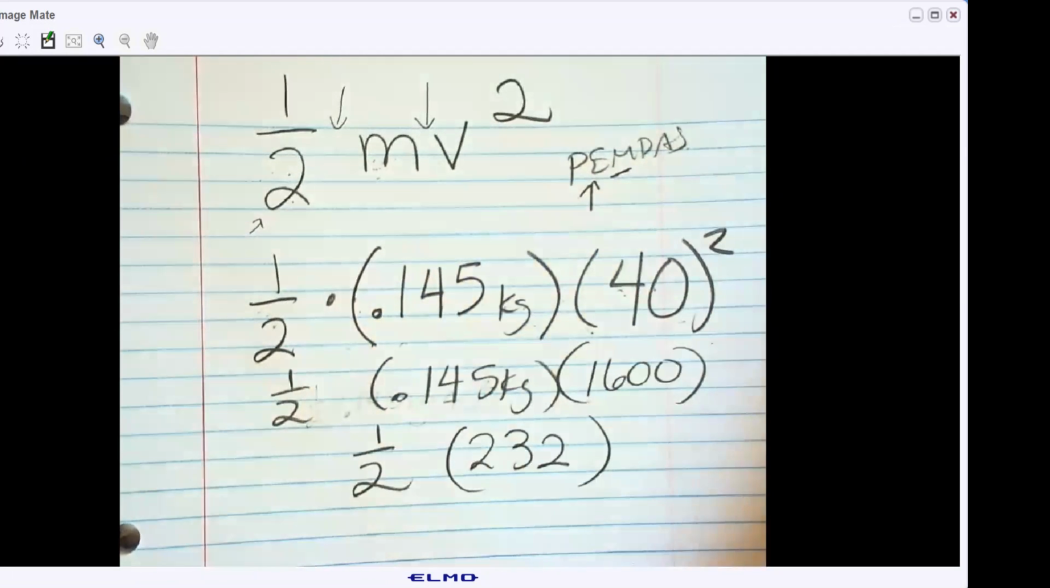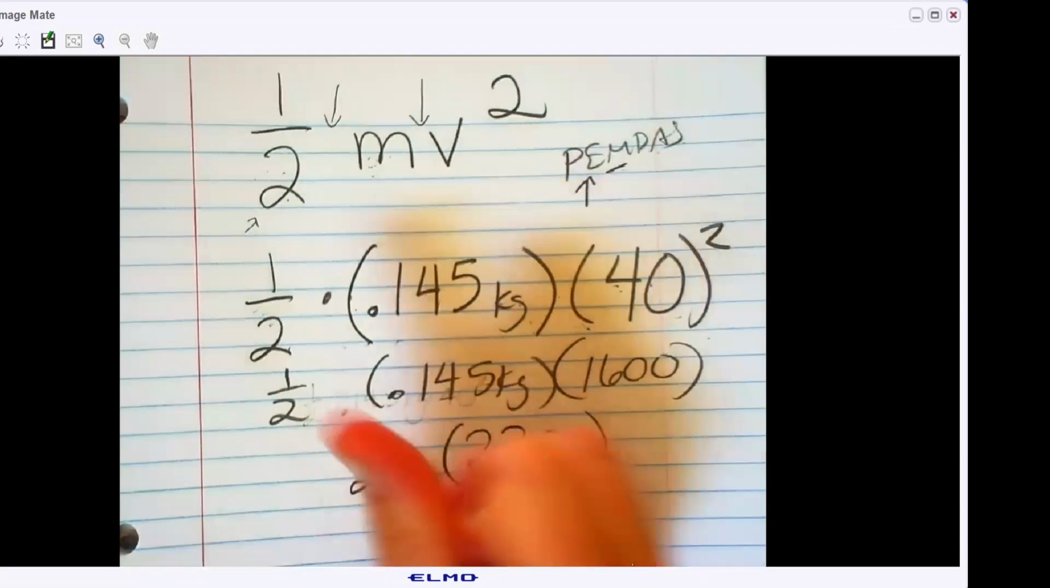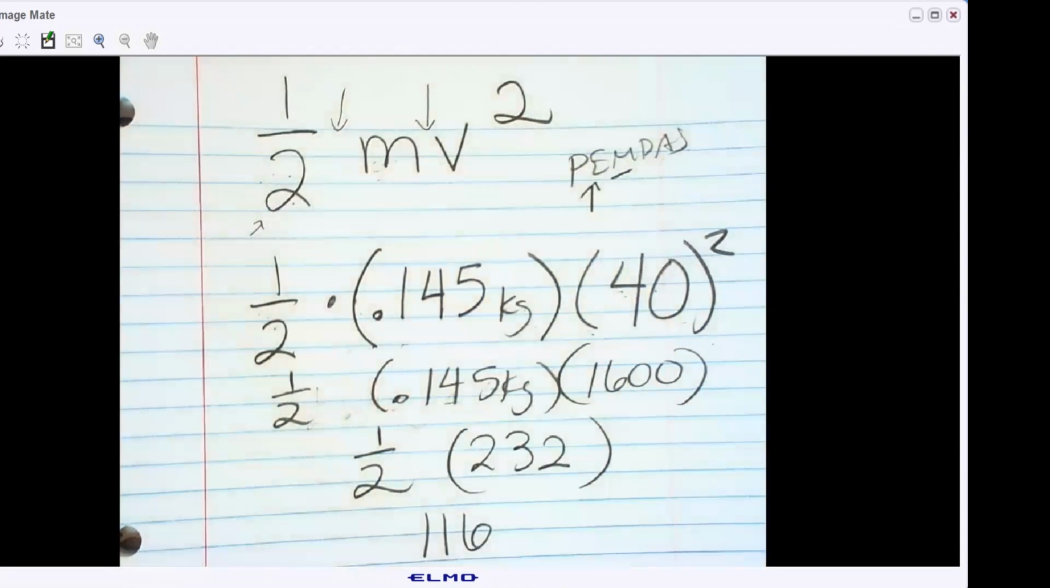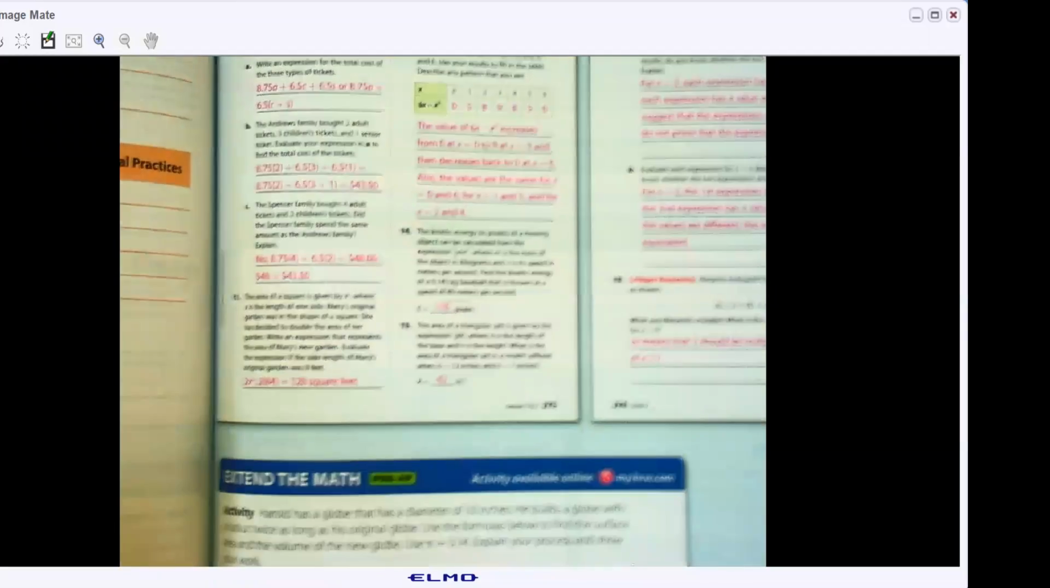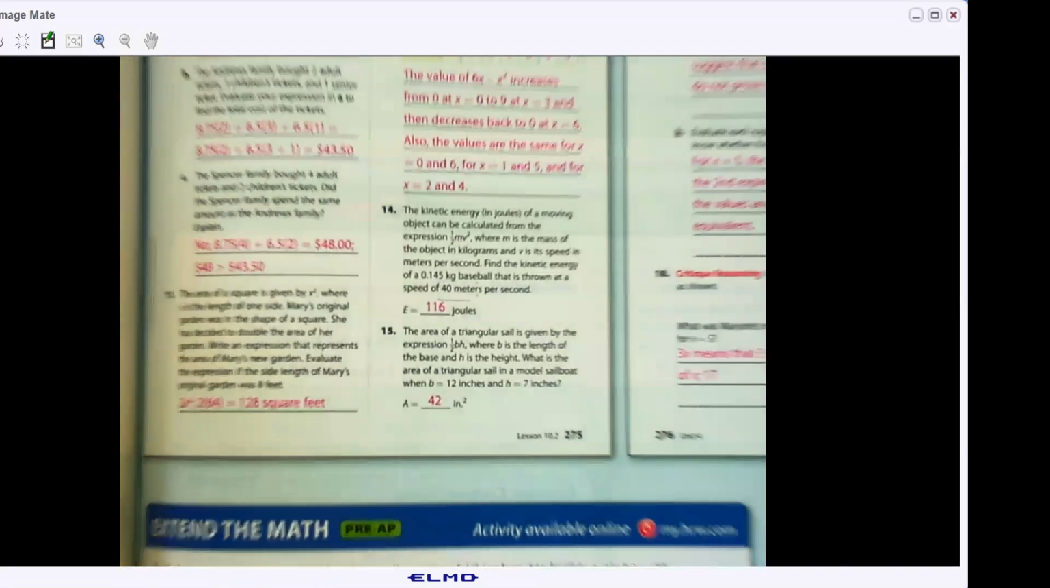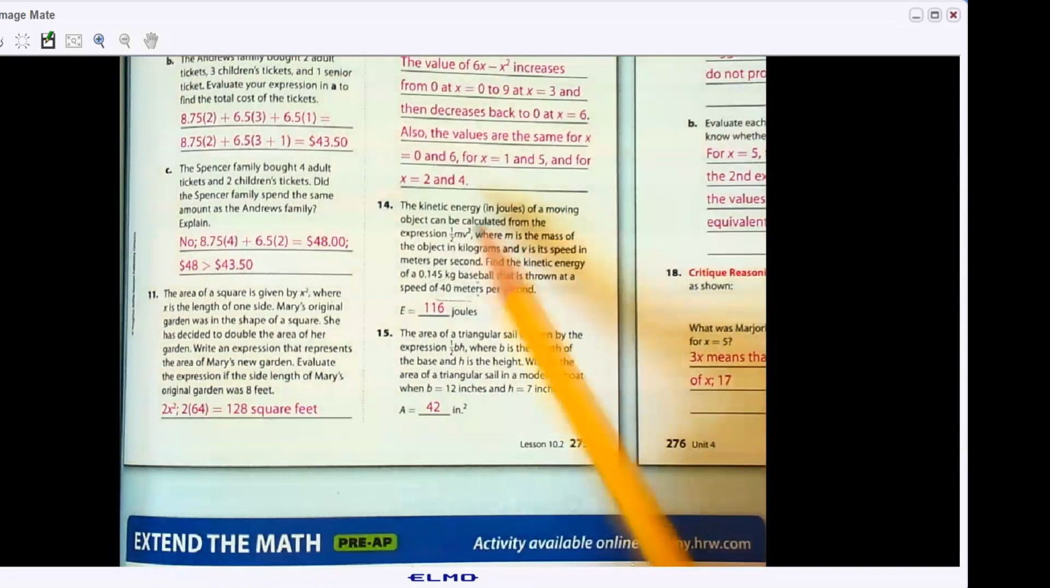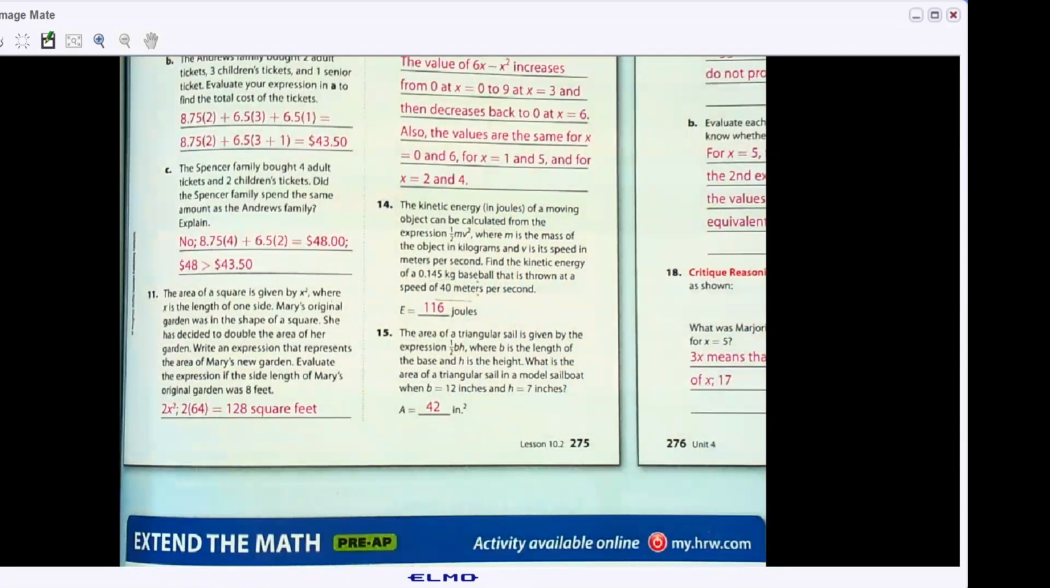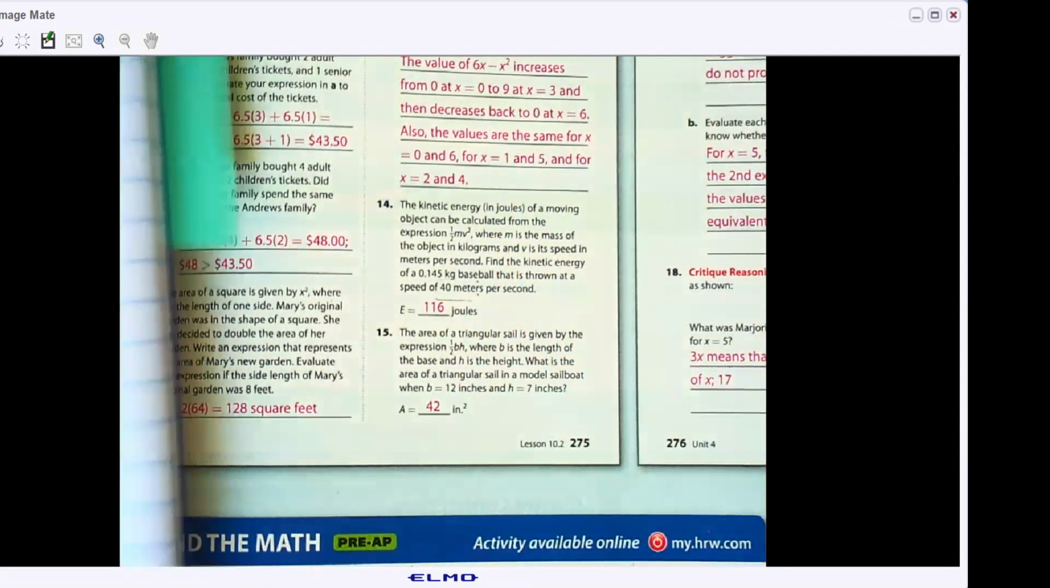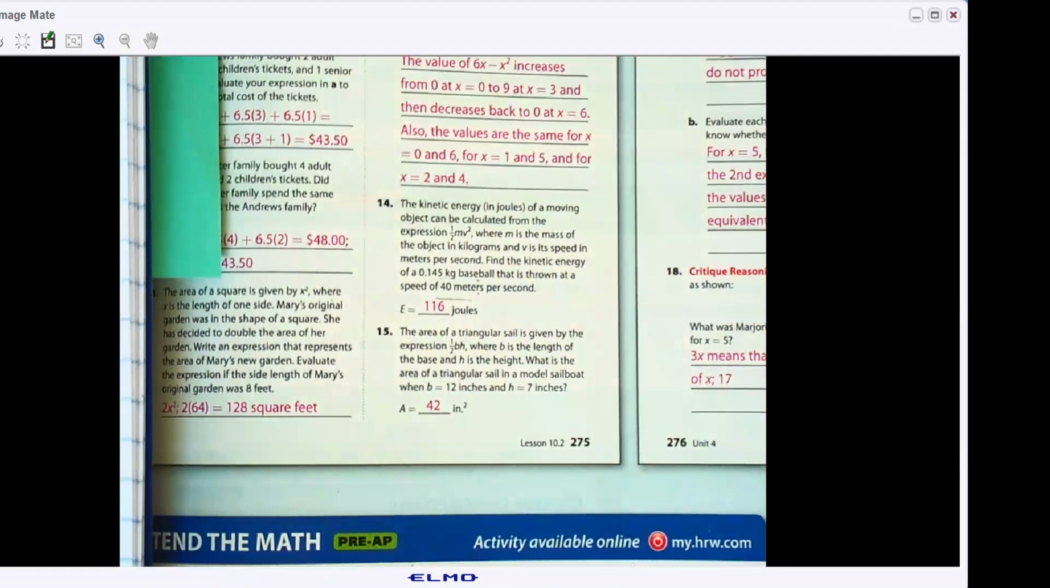1/2 of that, and 1/2 of that is going to be 116. And let's see if we're right. Let's see if my math is right, or our math. Oh, look at that, 116 joules. So that's the amount of kinetic energy that that baseball is giving off when it's chucked at 40 meters per second.